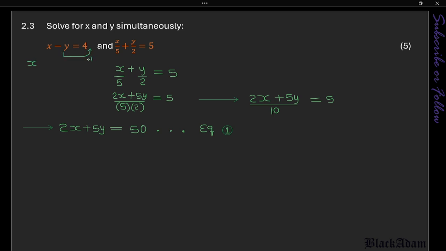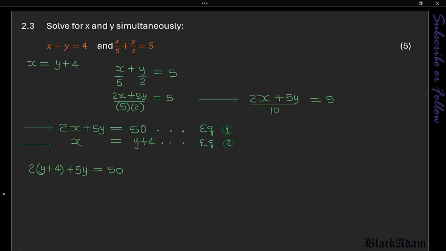And then on the other equation, we have solving for x there, which is going to be take negative y to the right hand side, so x is going to be y plus 4. So that will be our second equation. So x is equal to y plus 4. So that will give us equation 2. So what we'll do, we have to substitute equation 2 into equation 1. So wherever there's x, we put y plus 4. Okay, so plus 5y is equal to 50.